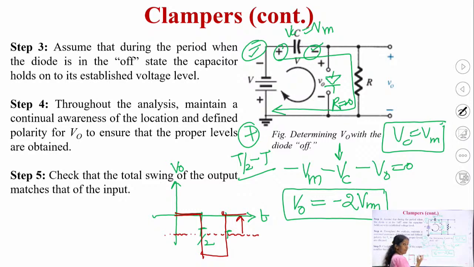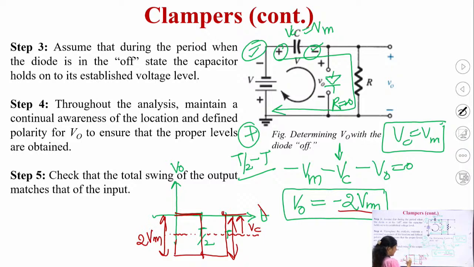Also, it is very interesting to notice that the amount by which this DC level has been shifted is equal to Vc. If your Vc is positive, then it will be shifted upward, and if the Vc is negative, then this DC level will go down. So, this is very important to see what the value is. So, here you can see that the peak to peak value remains, this is what? This is 2 Vm.